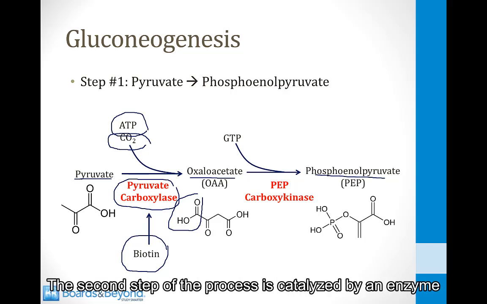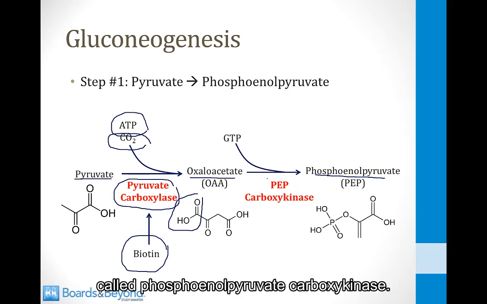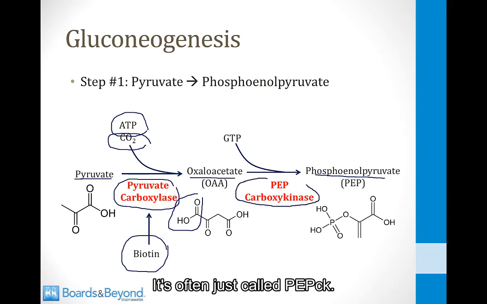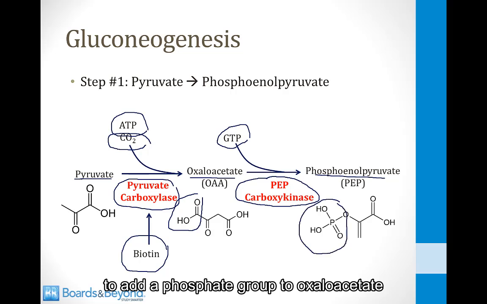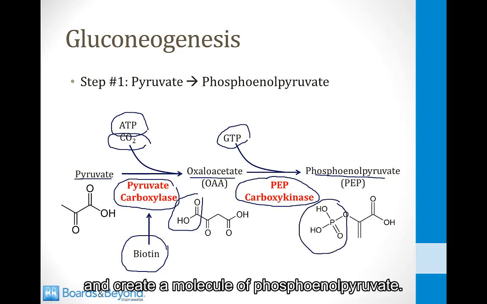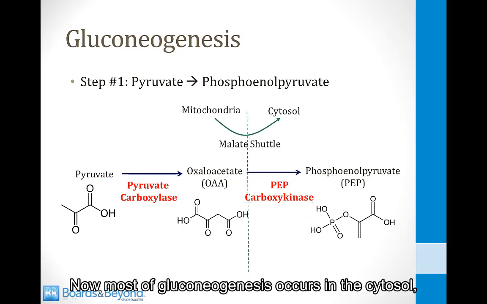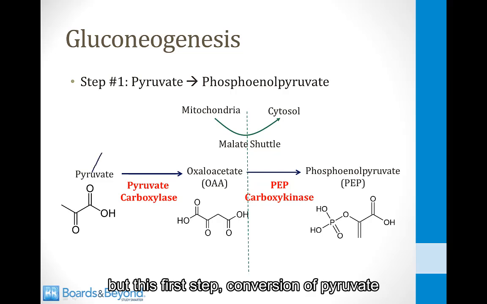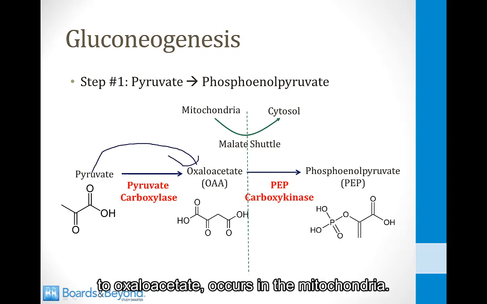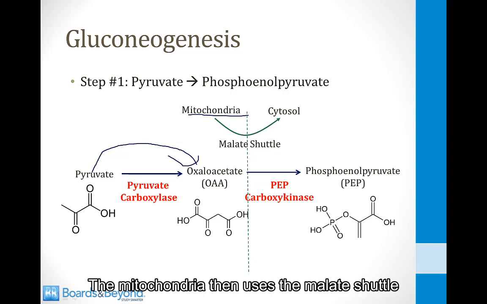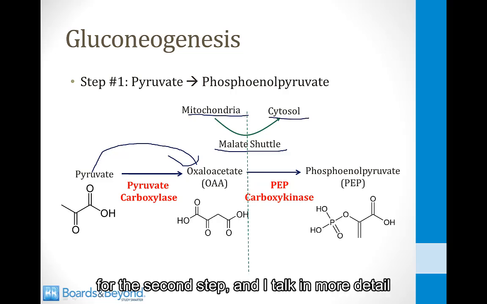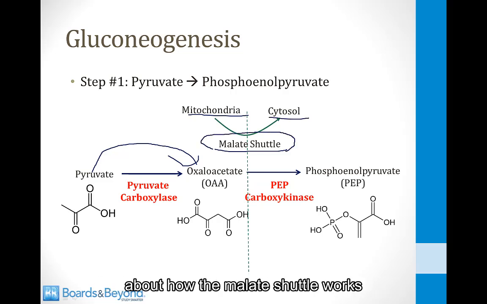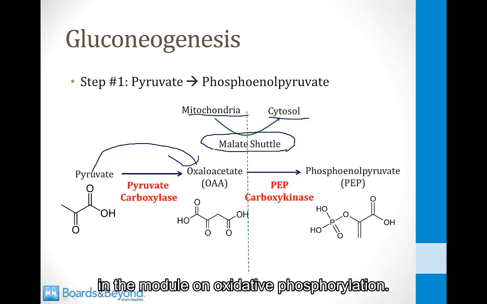The second step of the process is catalyzed by an enzyme called phosphoenolpyruvate carboxykinase. It's often just called PEPCK. This enzyme uses GTP as a phosphate donor group to add a phosphate group to oxaloacetate and create a molecule of phosphoenolpyruvate. Now, most of gluconeogenesis occurs in the cytosol, but this first step, conversion of pyruvate to oxaloacetate, occurs in the mitochondria. The mitochondria then uses the malate shuttle to get the oxaloacetate out into the cytosol for the second step, and I talk in more detail about how the malate shuttle works in the module on oxidative phosphorylation.